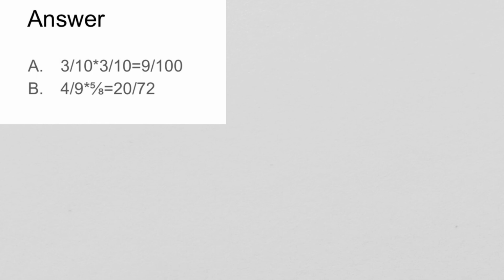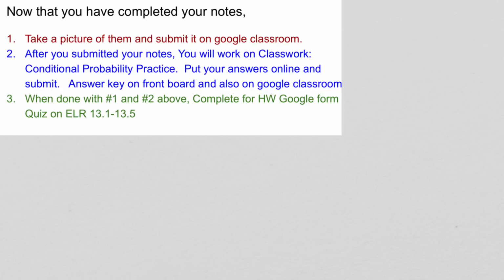So what your agenda is for now is to take a picture of these notes that you took and put that on Google Classroom so that I know that you watched this video and did the notes. After you've done that, you'll be working on a conditional probability practice. So take a look at that online, practice that. The answer key will be on the front board and also there in Google Classroom.